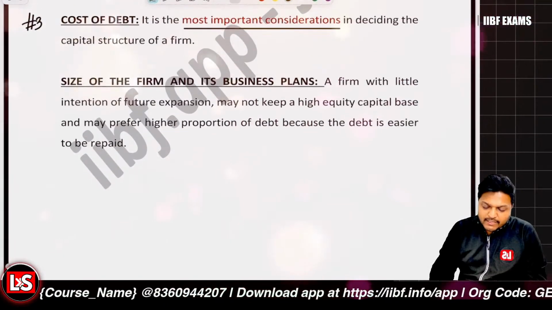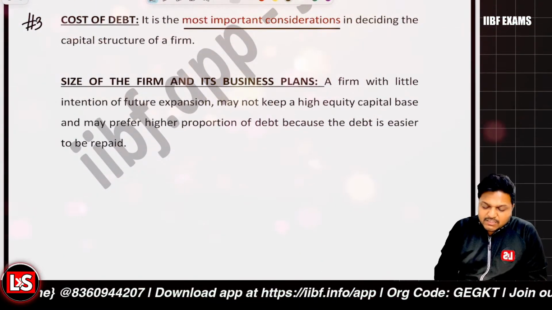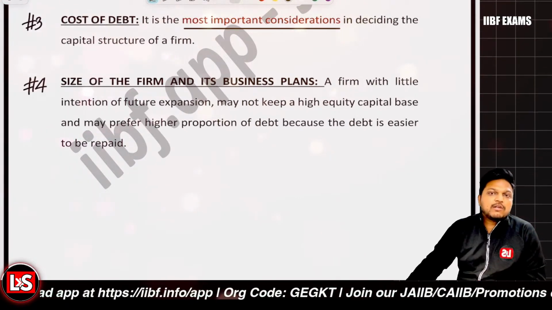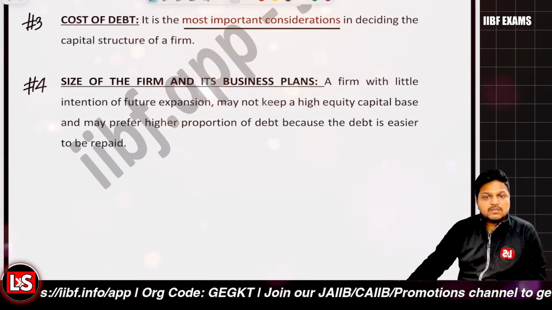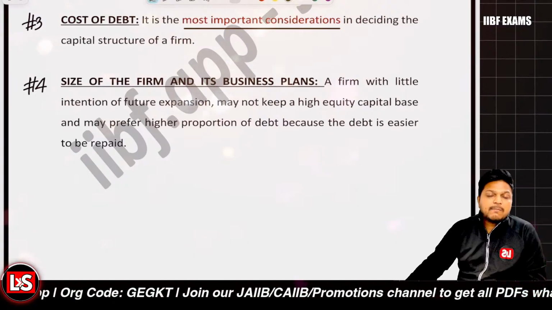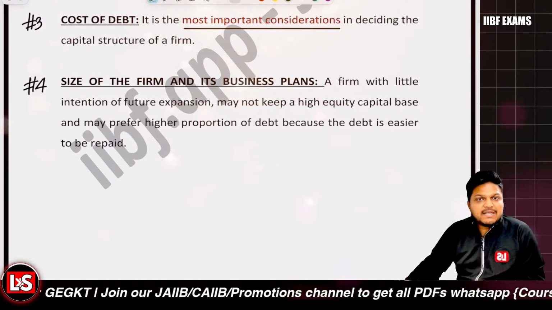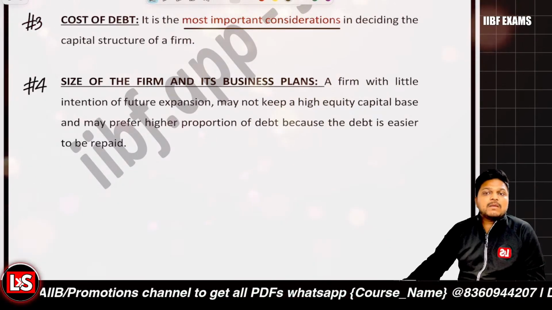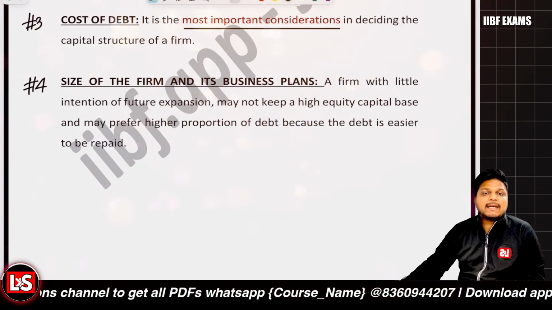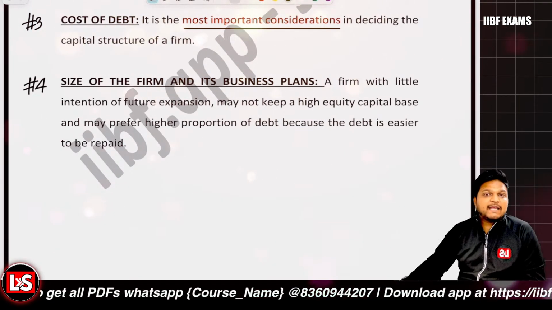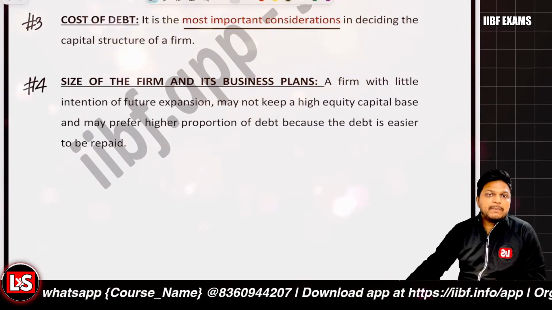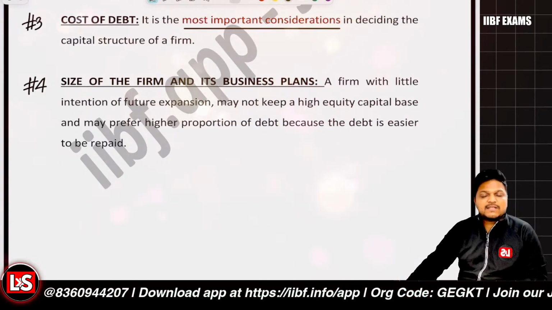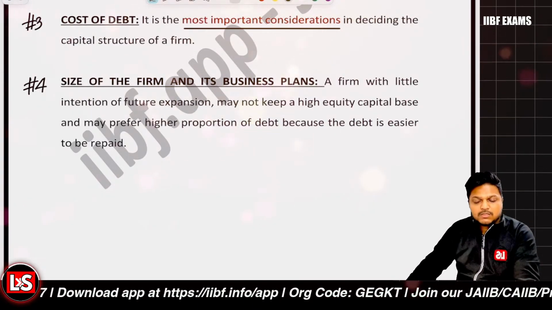And then the fourth one is related to the size of the firm and its business plans. Now, if the company has some future plans for which it requires a huge fund, and the company is deciding its intention for future expansion, it may not be able to keep up with a high equity capital base and may prefer a higher proportion of debt, because debt is easier to be repaid than equity. Equity cannot be repaid easily, right? So that's the case.